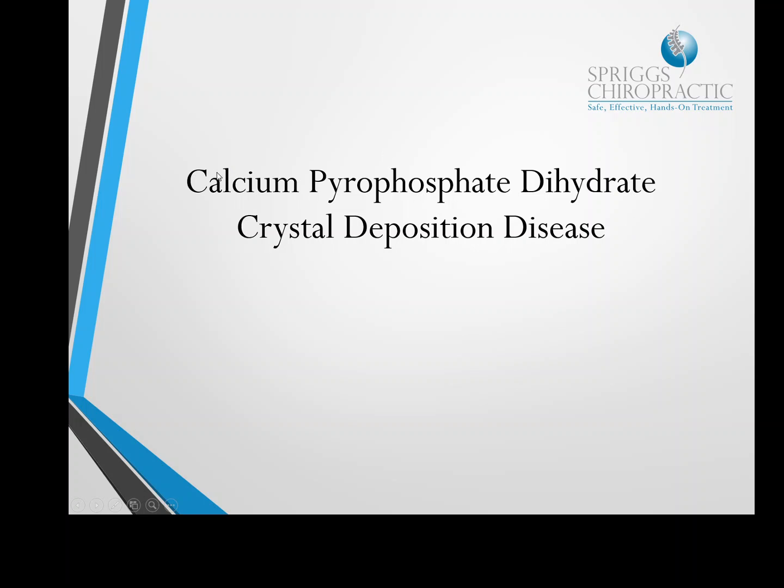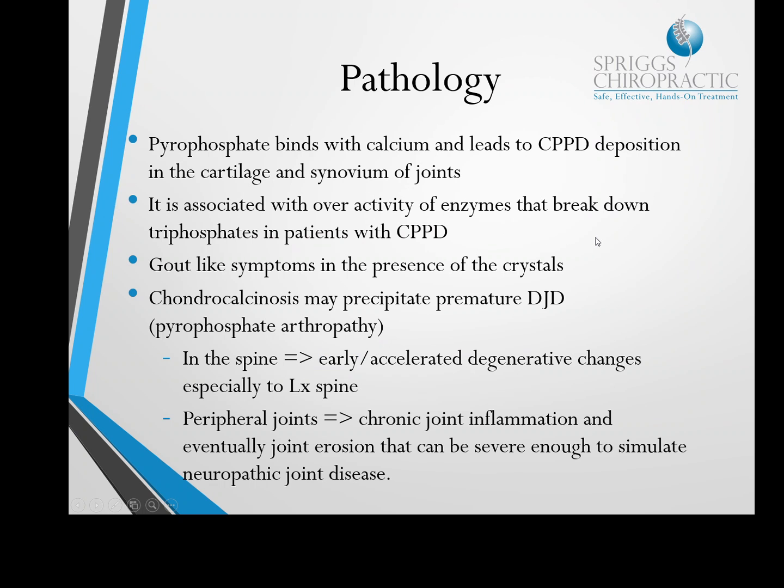Next, we're going to move on to CPPD, calcium pyrophosphate dihydrate crystal deposition disease, also known as CPPD or pseudogout, which is a bit of a giveaway, isn't it? So the pathology, basically, pyrophosphate binds to calcium, and it leads to CPPD deposition on the cartilage and within the synovium of the involved joints.